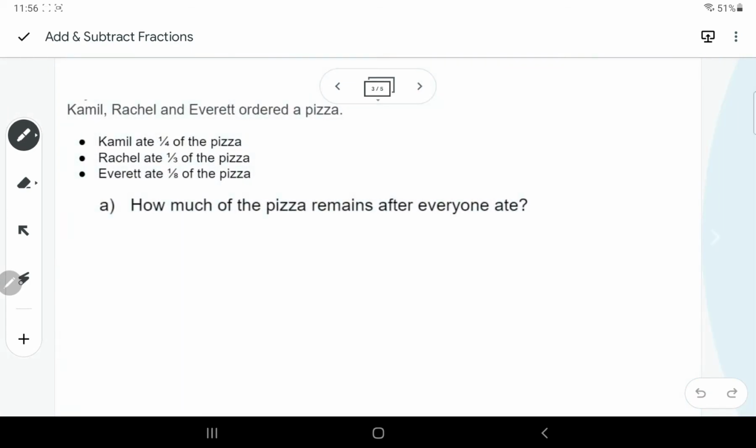We also have kind of an application question, a word problem question here. So Camille, Rachel, and Everett ordered a pizza. Camille ate 1/4, Rachel ate 1/3, and Everett ate 1/8. How much of the pizza remains after everyone ate? So let's see how much they ate.